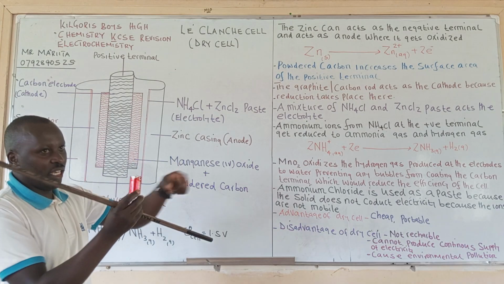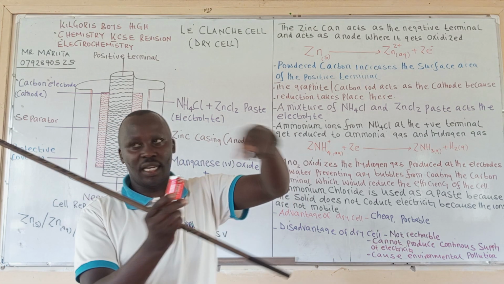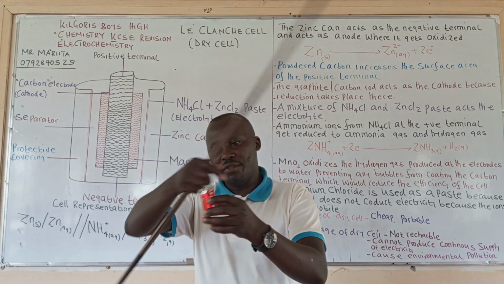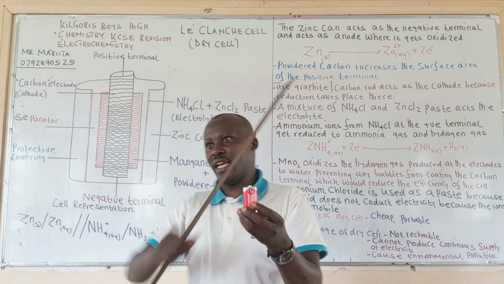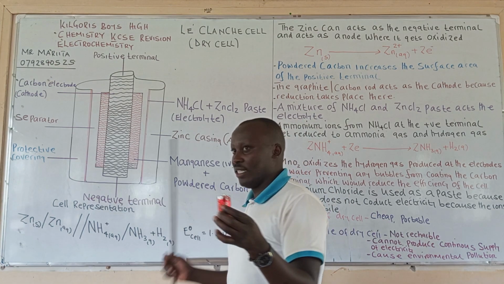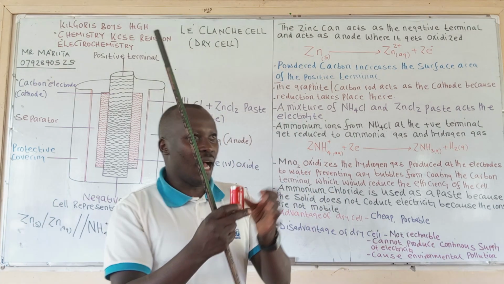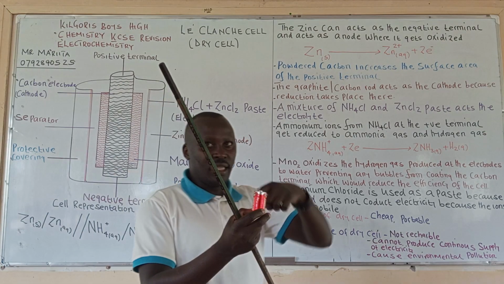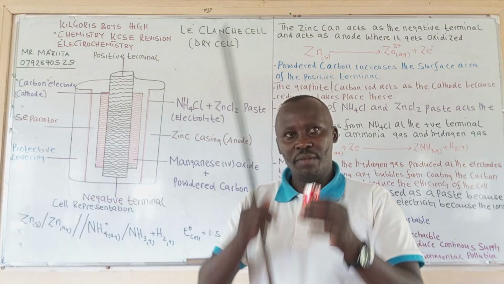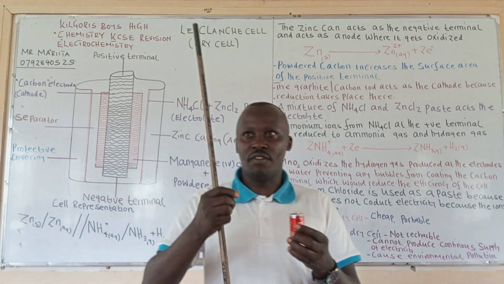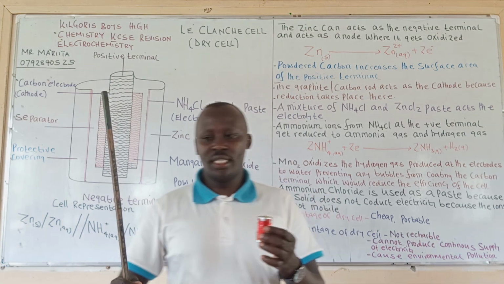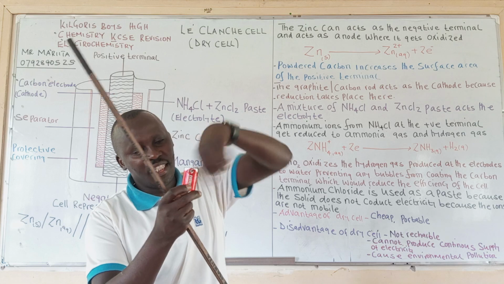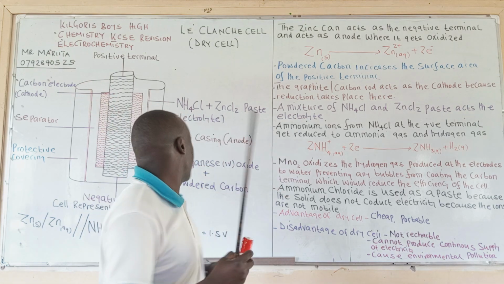In this dry cell, it has a zinc casing. So we have a zinc casing around this cell. The zinc casing, in this case, is acting as the anode. And inside the zinc casing, we have a mixture of ammonium chloride and zinc chloride as a paste. So that is what we have inside the zinc casing.